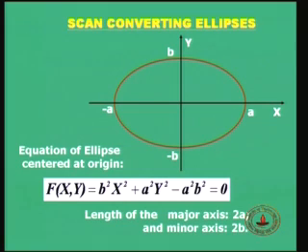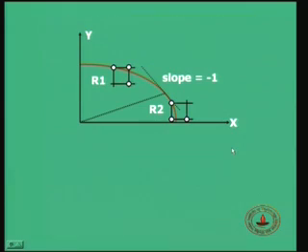I did say again that the x axis is the major axis in this case, with intercepts running from plus a to minus a, and plus b to minus b for the minor axis. If a is equal to b, then the special case of an ellipse becomes a circle. Good. Let us now look at the pixels which lie on the ellipse.